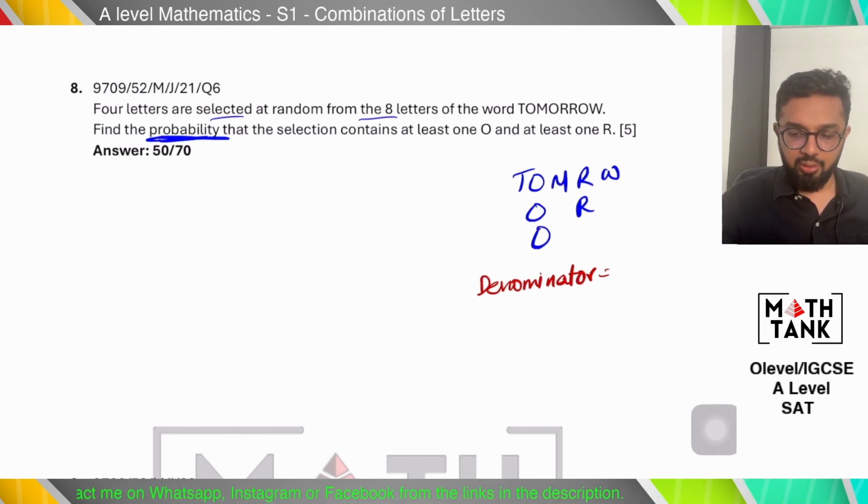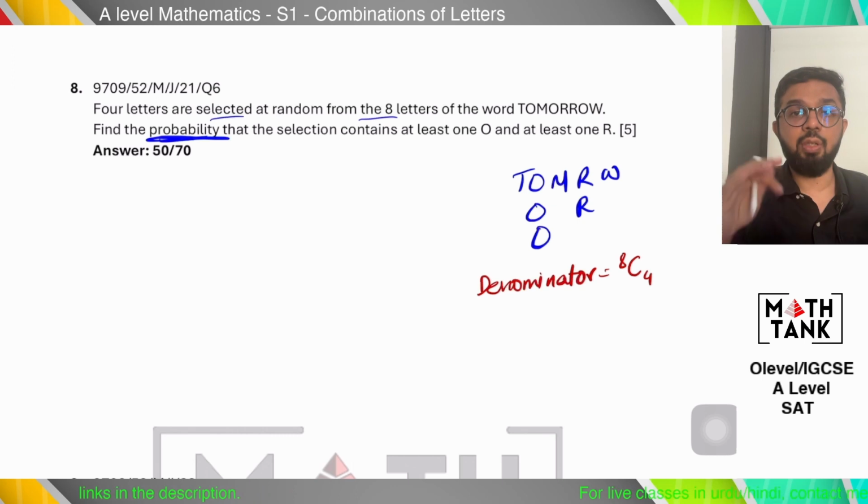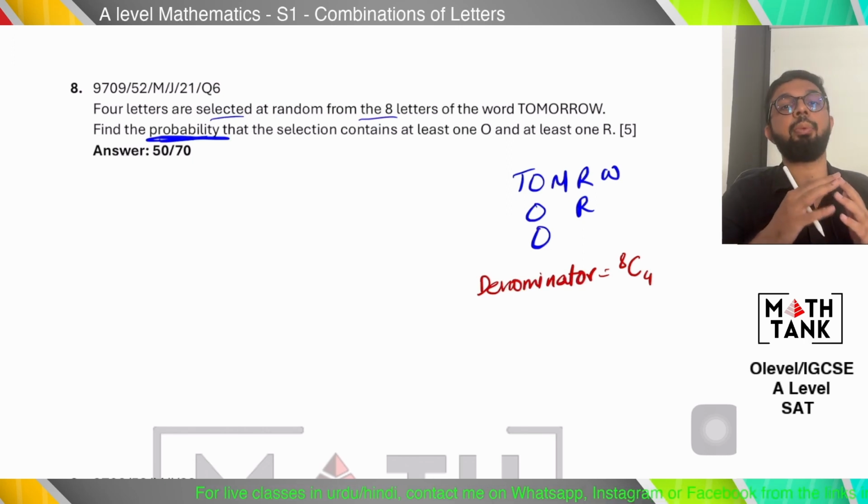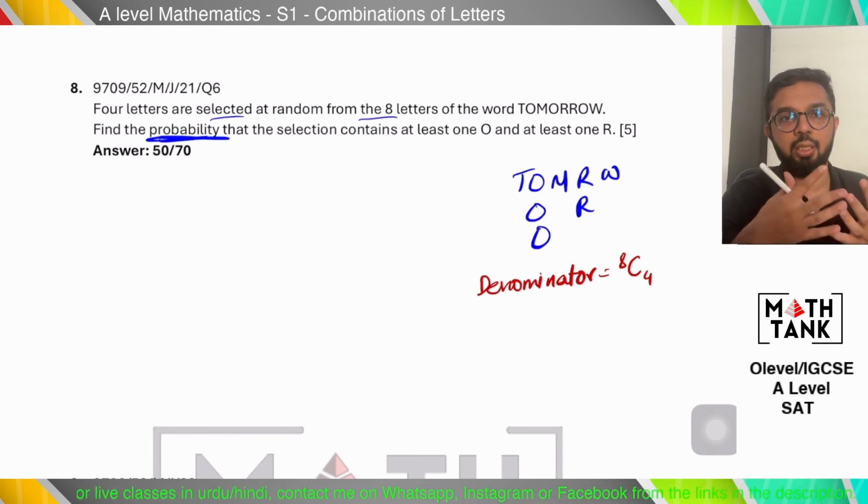So what you end up doing in the denominator is you just say that there are eight letters, so 8C4 combinations. Now, there's a lot of double counting in those combinations. The idea is that if you're double counting in the denominator, what you simply end up doing is that you double count in the numerator as well.